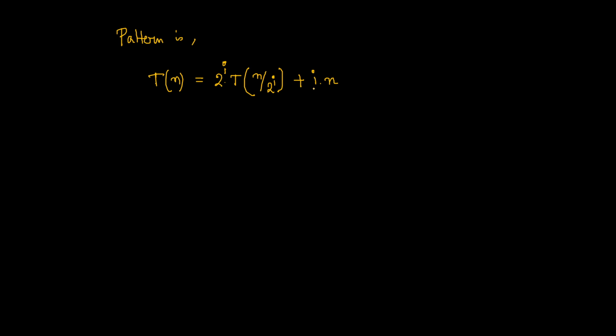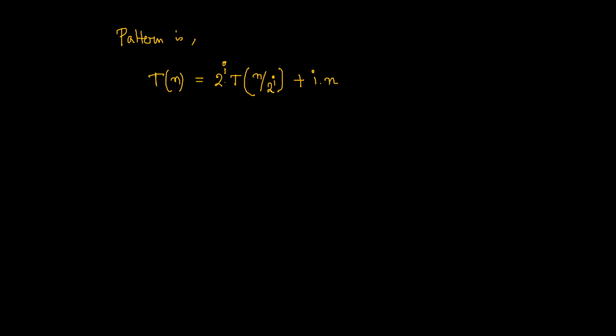Now see, this pattern is following almost a similar pattern as we have seen in binary search. In binary search, maybe this 2 to the power i was not present, doesn't matter. But one thing is common, that we are decreasing the space of searching or sorting or whatever. How? As i increases, the iteration increases, this 2 to the power i will increase, and as a whole, n by 2 to the power i will go on decreasing.